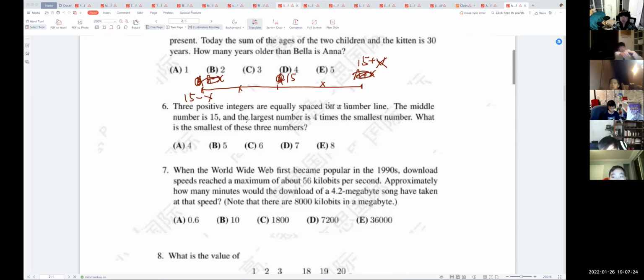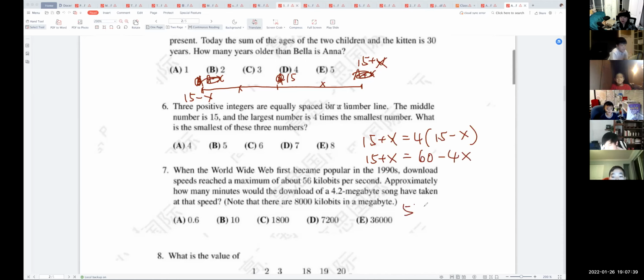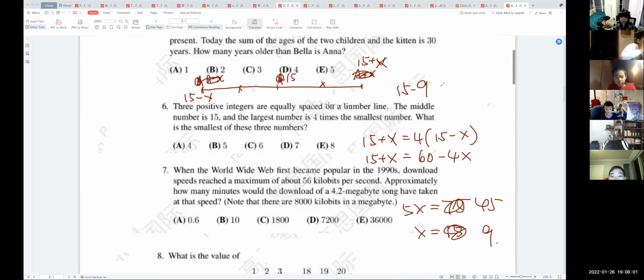Everybody understood? We know the largest number is 4 times the smallest number, so 15 plus X equals 4 times 15 minus X. So 15 plus X equals 60 minus 4X. So 5X equals 45. Oh, yeah, 45, what am I doing. So X equals 9. Sorry. So what is the smallest number? 15 minus 9 equals 6. So the answer is 6. The answer is C.